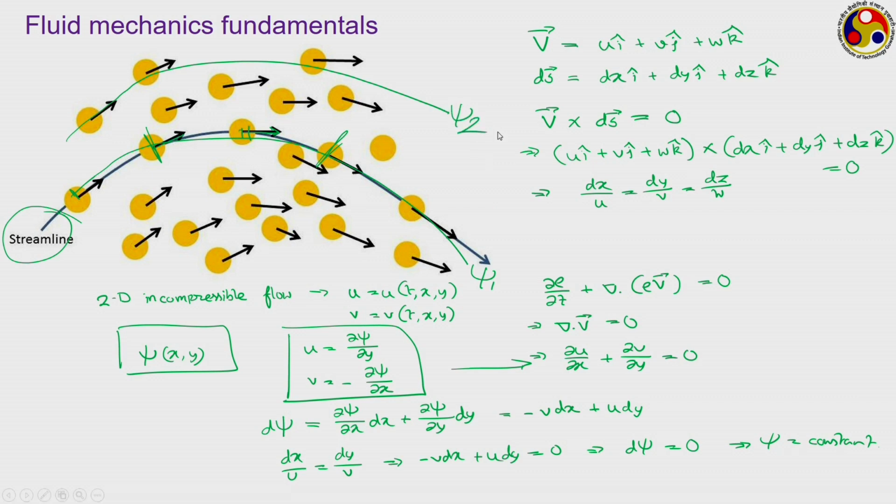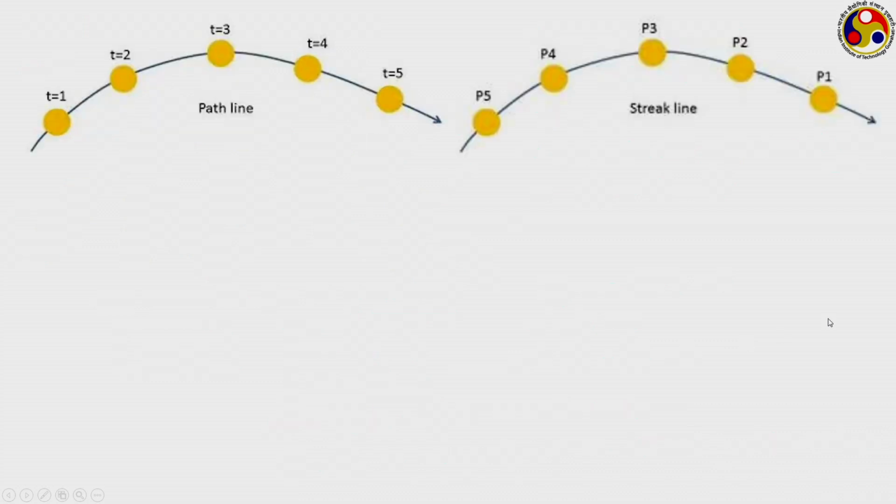And what is the physical significance of the stream function? Stream function refers to the volume flow rate, that is, this quantity psi 2 minus psi 1 will refer to the volume flow rate of fluid trapped between this particular space. So this is the concept of stream function and streamline, which we need to make use of in subsequent discussions.